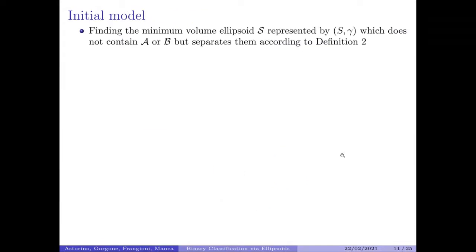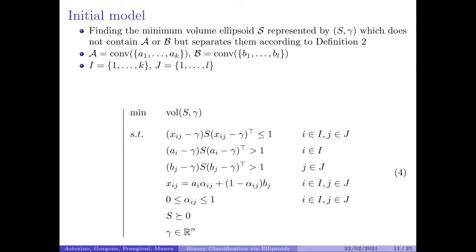As before, we want to find a minimum volume ellipsoid which separates A and B. In this case, we consider A and B given by the convex hulls of two finite point sets. If we denote with I and J the index sets, the program we want to solve is the following: we want to minimize the volume of the ellipsoid, where the second and third constraints just mean that the points of A and the points of B are left outside of the ellipsoid.